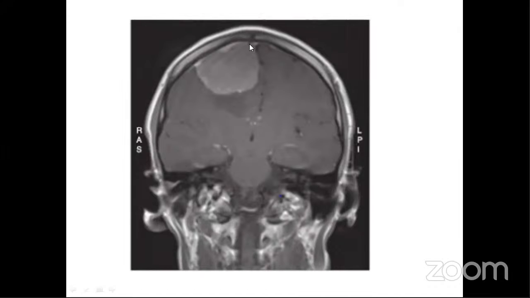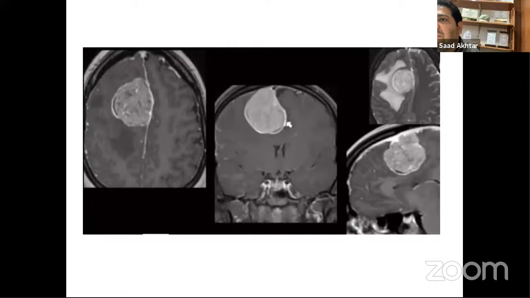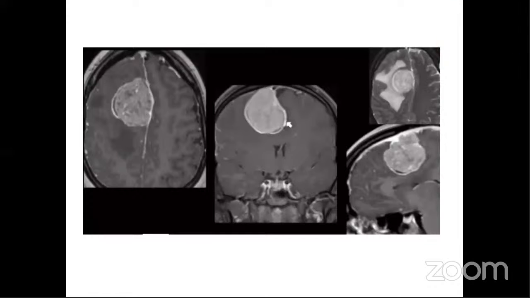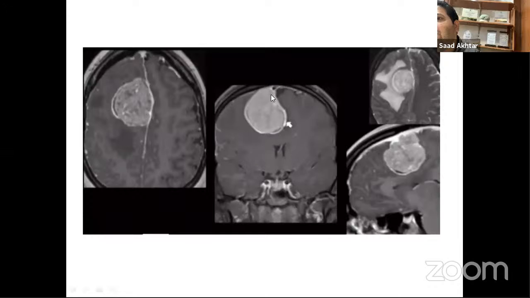As someone has told, it is always covered with the rim of the cortex. And in a falcine meningioma, you think it is attached to the falx, so there will be no cortex.